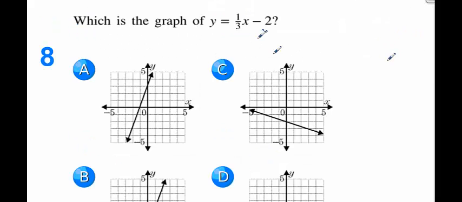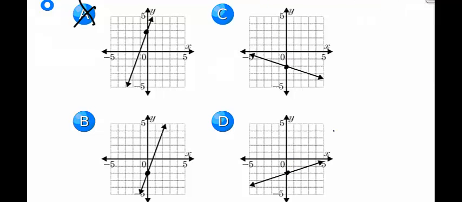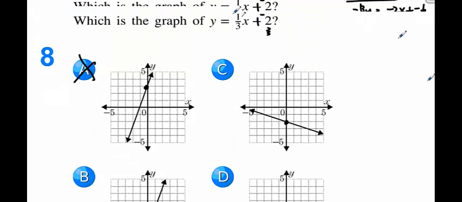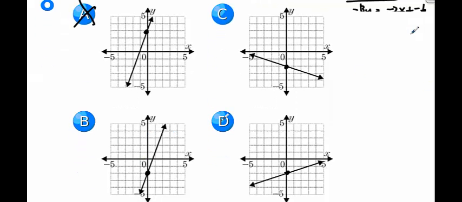Number 8, which is the graph of y equals 1/3 x minus 2, or plus a negative 2. Keep doing the same thing. Y-intercept is negative 2. Here it's positive 3. Not possible. Letter B, here it's at negative 2, so that's okay. C, here it's at negative 2, so that's okay. And D, it is negative 2 as well. So now let's look at the slope. The slope is 1/3. It's positive. So which one of our answers are positive? B, up and to the right. That's okay. C is up and to the left. Not okay. D is up and to the right. Possible.